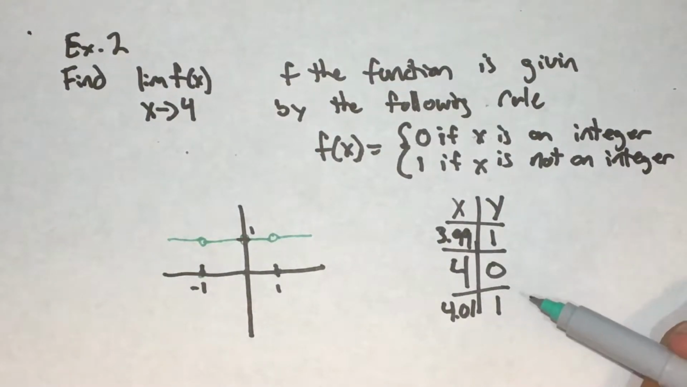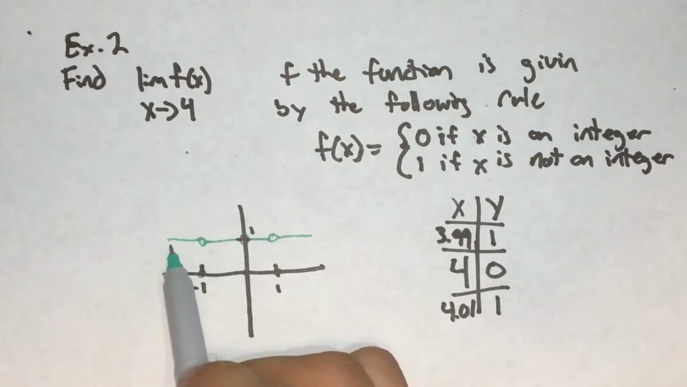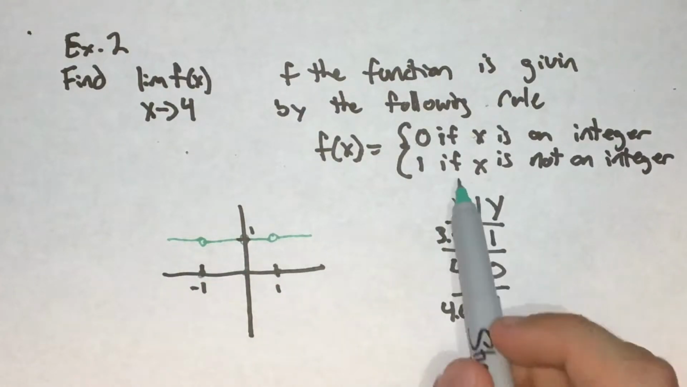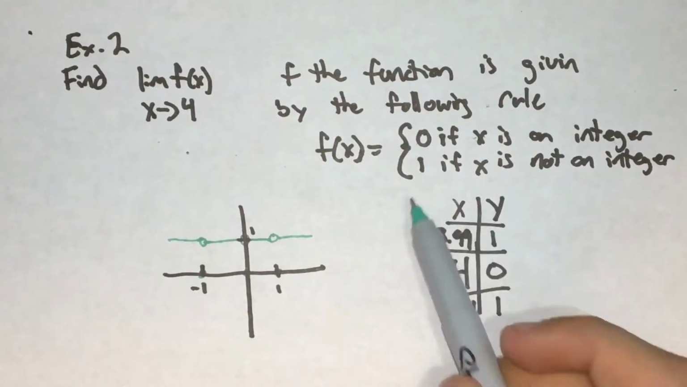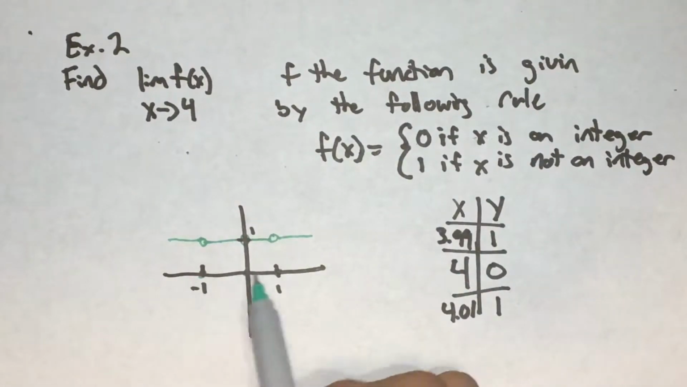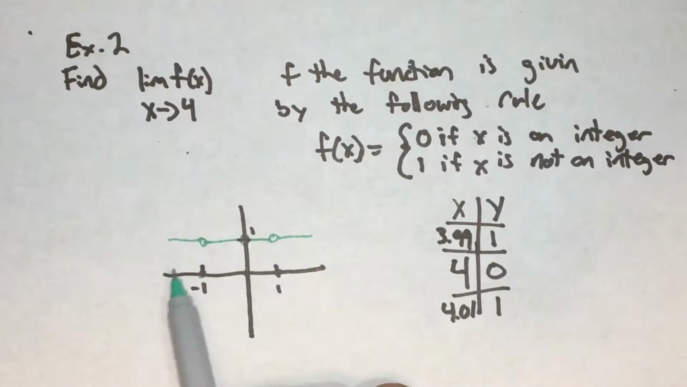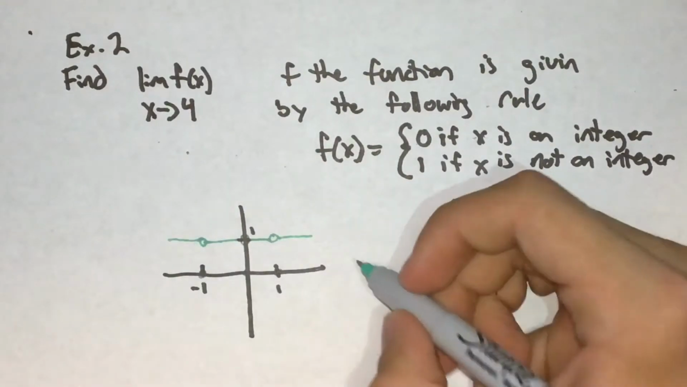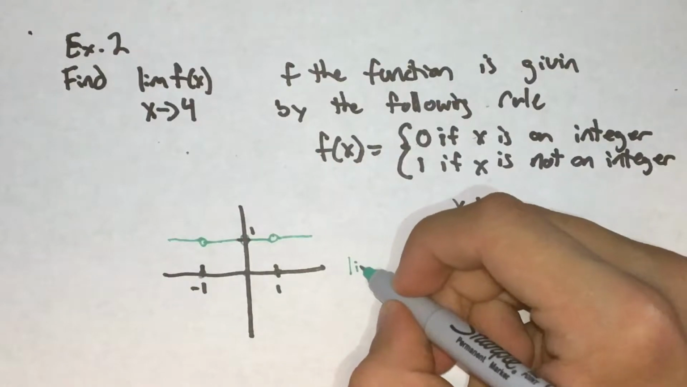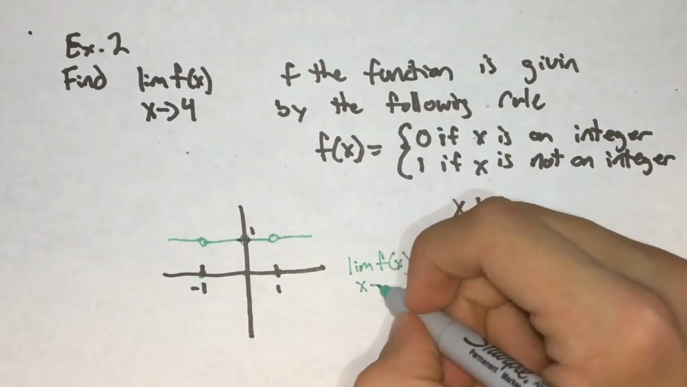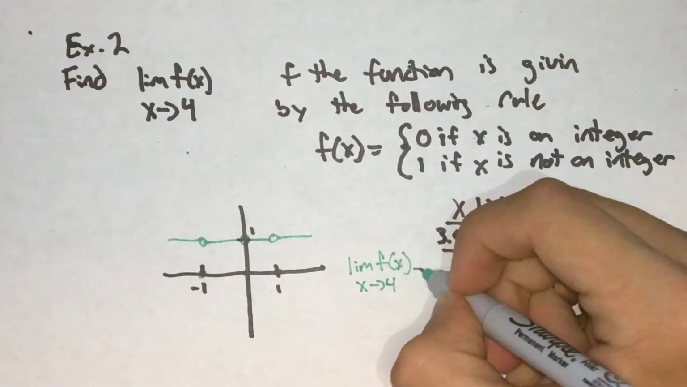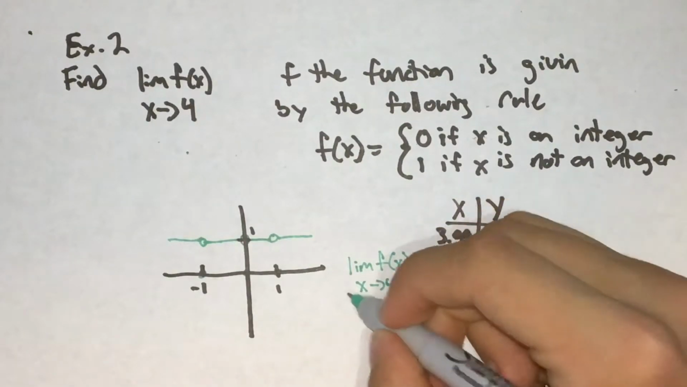We can also see this by our graph. We have the line going straight across 1 because 3.99, 3.98, 3.97, all of those decimal numbers are not integers. But when we get to 1 and -1, those numbers are integers, so we have holes on our graph there. Therefore, the answer to this problem is the limit of f of x as x approaches 4 is equal to 1.